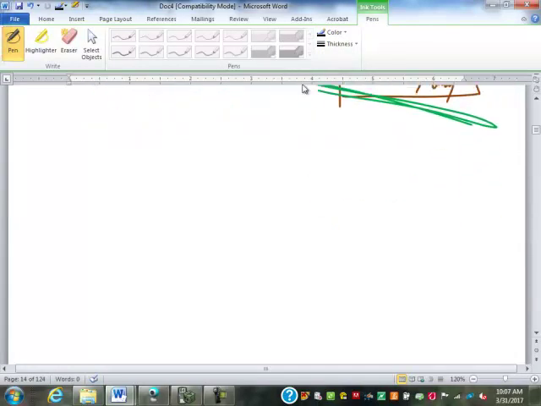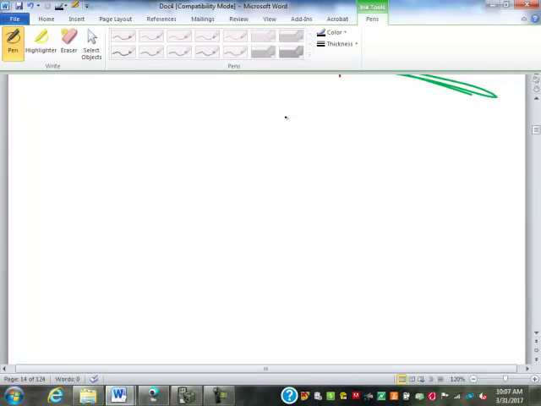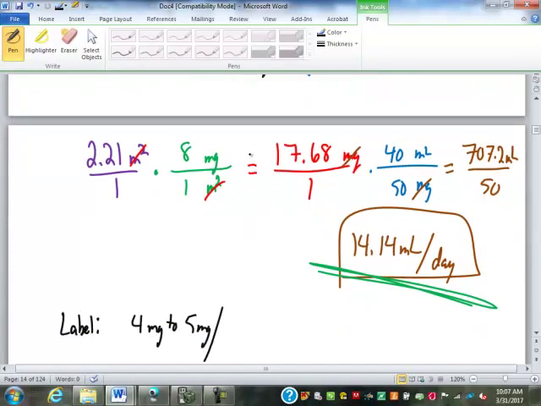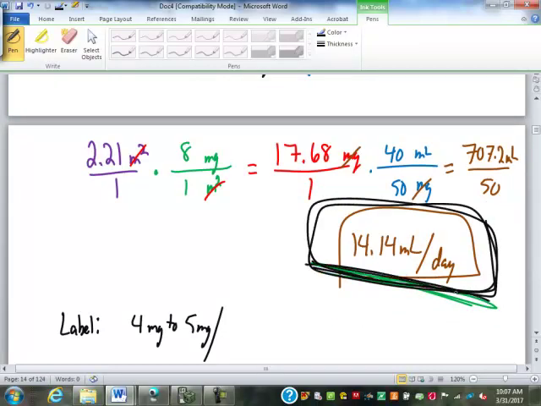Now we can do titrations with these. This is what's off the label. So this is what the maximum safe dose per day is. So what the doctor ordered is less than the maximum, so they're okay.